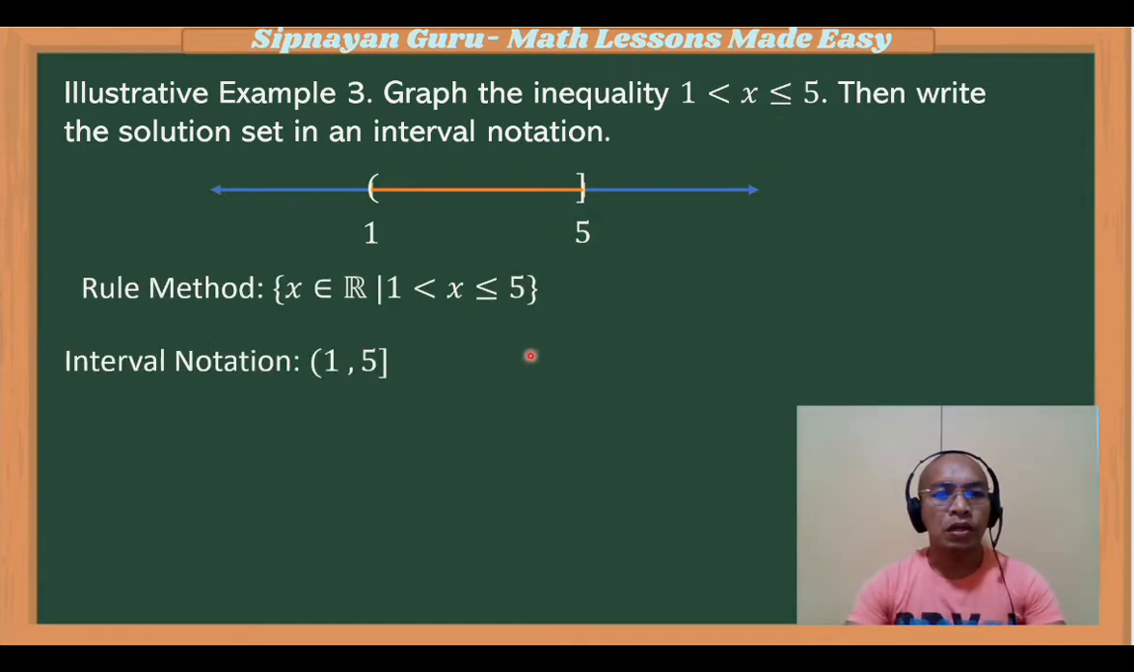1 is not included. However, 5 is part of the solution set because the symbol is less than or equal to. So in interval notation, we just copy this one. Our lower boundary is 1, open. Then, comma, our upper boundary, the largest possible value is 5. 5 is part of the solution, so this is closed.